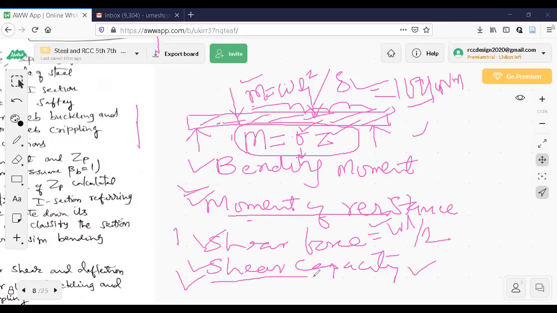But for shear capacity, there is no such formula here. We have to use the code book for finding shear capacity of the given section. So once the I section is decided, using the code book equations, I should find out shear capacity. Then compare this shear capacity with WL by 2. Once I find that shear capacity is much higher than the shear force, I will say that the design is safe in shear. This is the very basic concept of design.